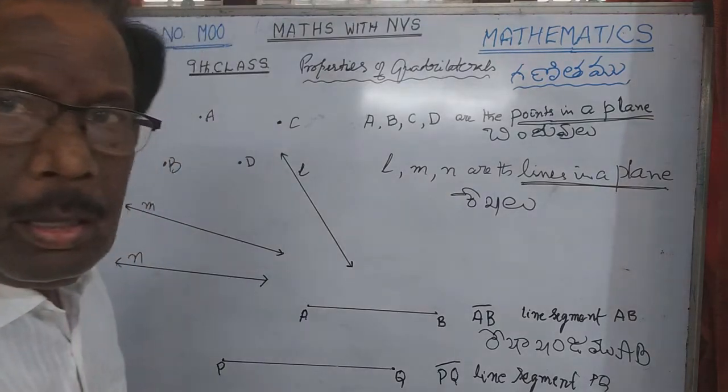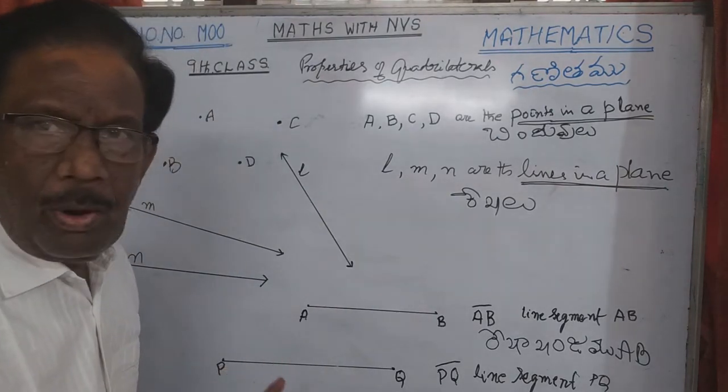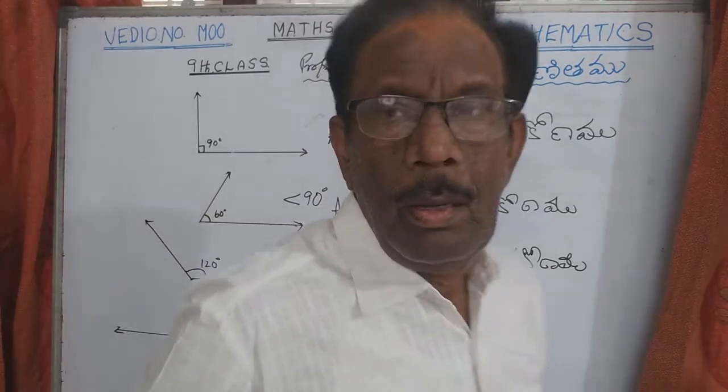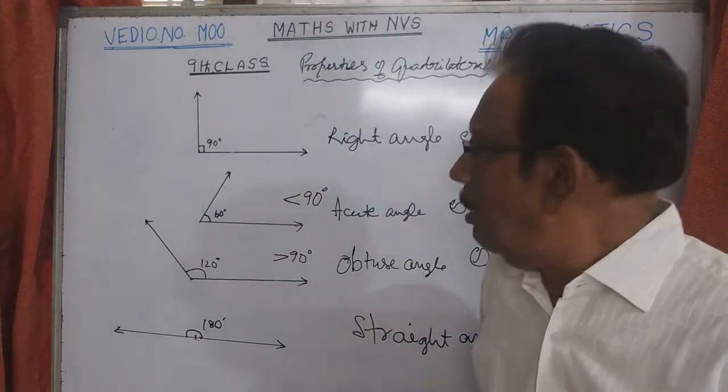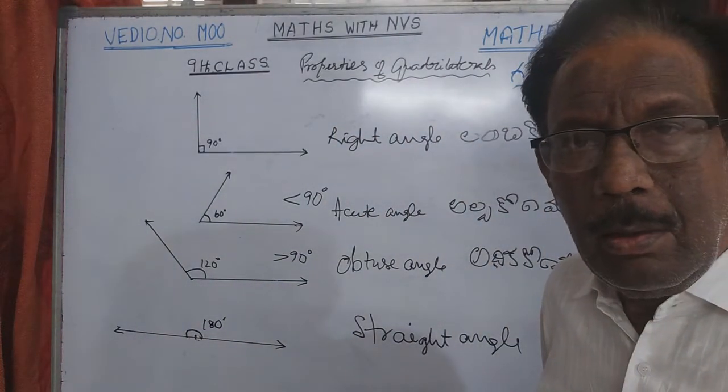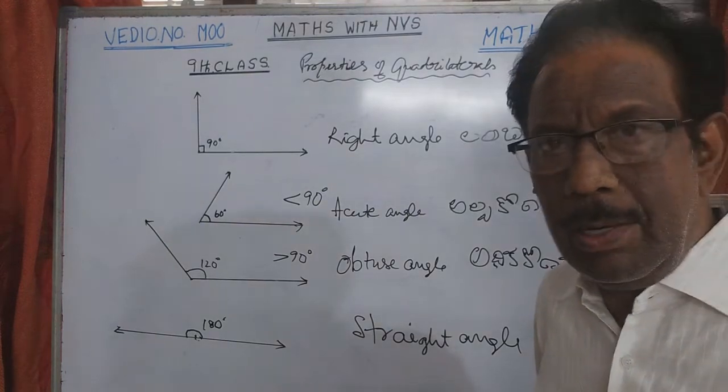Understand? These are some basic points. See, we have learned the points. What is a point? What is a line? And what is a line segment?